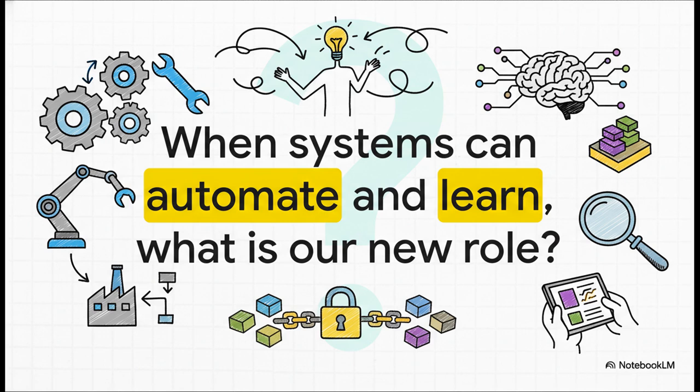Which leaves us with one last, pretty fascinating question to think about. In a world where our systems can handle the repetitive work, where they can learn from data, and where they can maintain their own trusted record of the truth, what does that mean for us? What becomes the new, essential human role in the future of business?